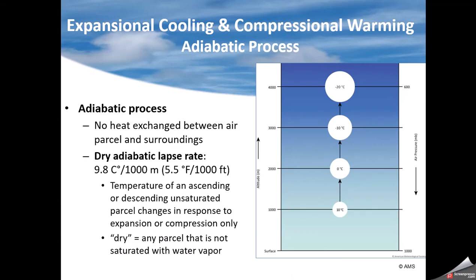So if you know that, you can actually calculate what the temperature is going to change like as it's going up in the vertical due to expansional cooling. And it actually changes at a rate of 9.8 degrees Celsius per 1,000 meters. So that's pretty quick. If you go up 1,000 meters, a little bit over 3,000 feet upwards, you're dropping pretty significantly in temperature. 9.8 degrees is a pretty good drop of temperature there.